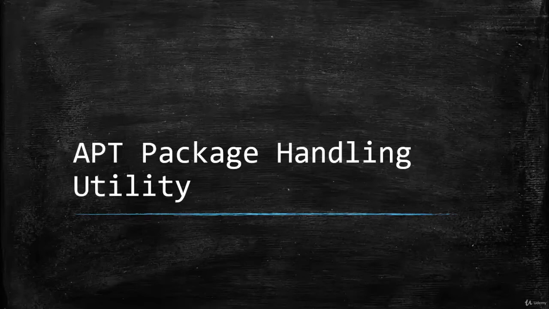The apt package handling utility, simply known as apt-get, is a lightweight and extremely powerful command line tool for installing and removing software packages. apt-get keeps track of everything installed along with the required dependencies. Dependencies are the additional software packages required for proper functionality of other software.